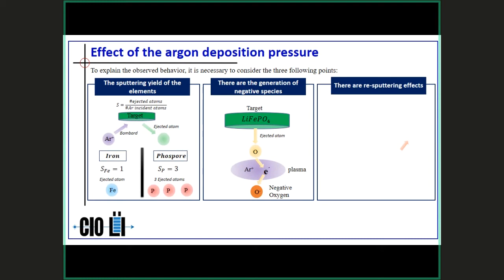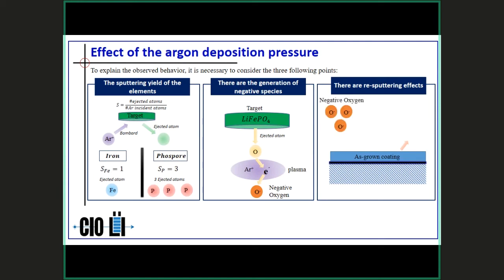And finally, we need to assume that there is a possibility of having the resputtering effect. So what is that? This is a schematic of the growth of the thin film during the deposition. Those negative species have enough energy to bombard the film surface and therefore cause the ejection of atoms of the film. And this is something that we don't want in the deposition, because what we want to do is to grow a film, not to destroy a film.